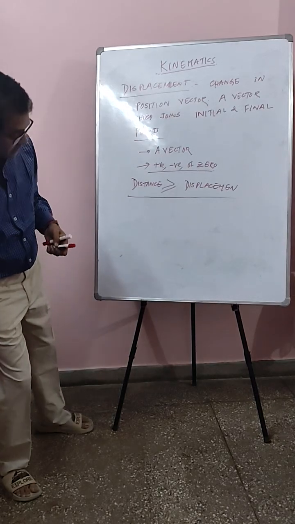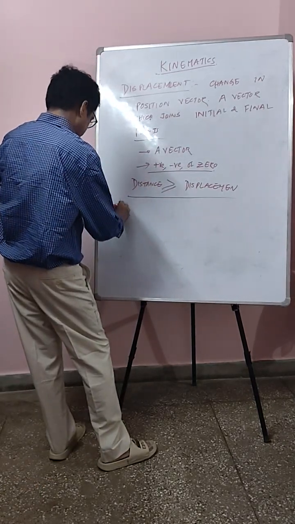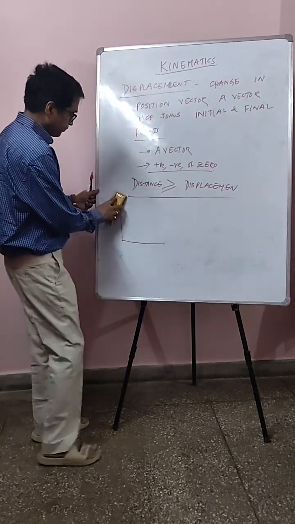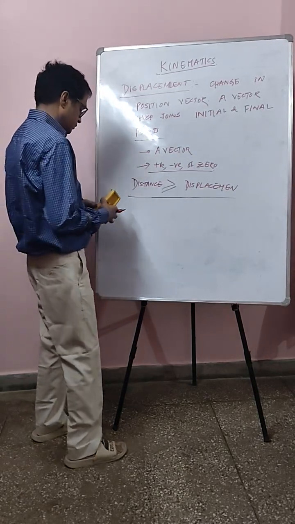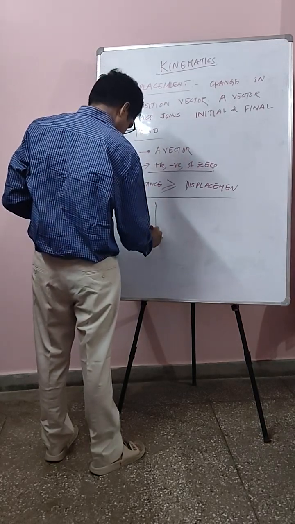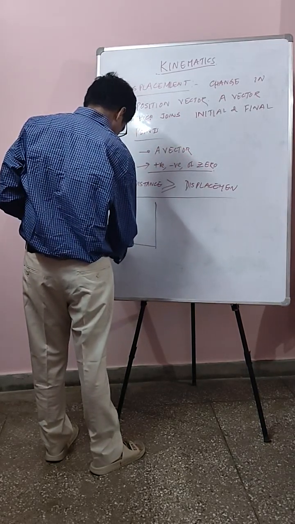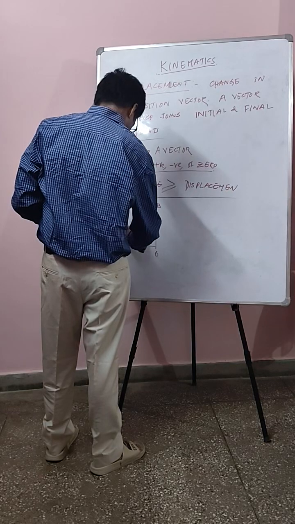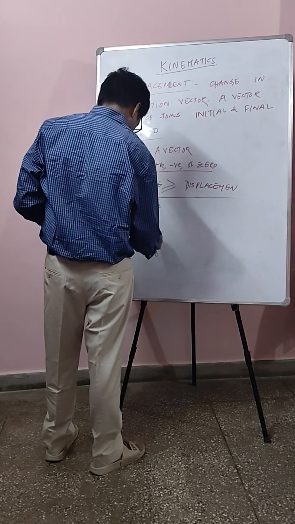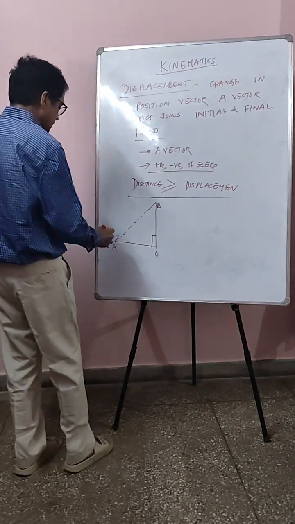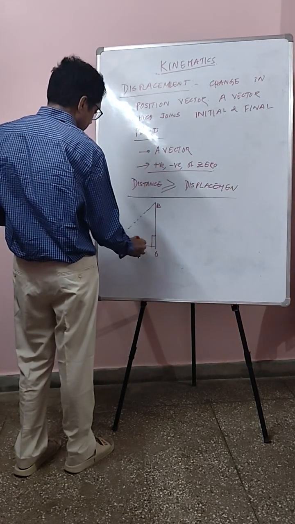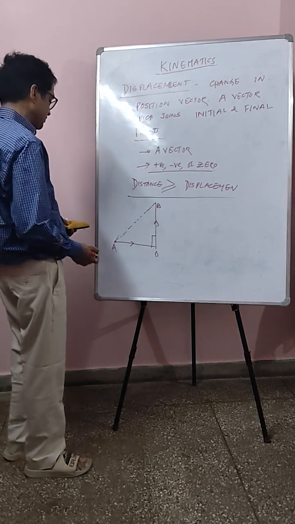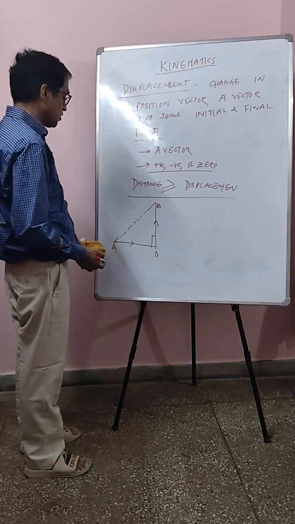Okay, we are taking two more examples. In this case, body moves from A to O, and then from O to B. And this is a right angle triangle, that is, they make 90 degrees with each other. So what is displacement in this case? How to obtain displacement?